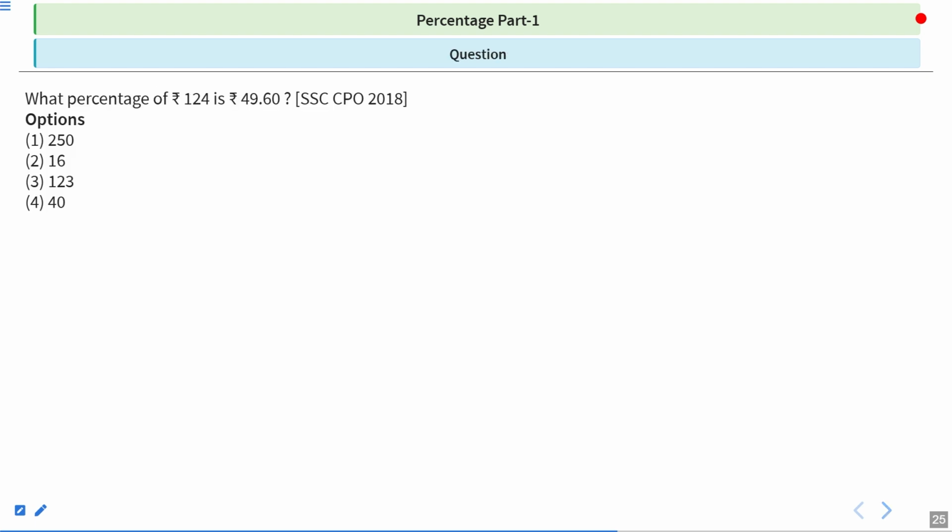What percentage of 124 is 49.60 rupees? And this question was asked in the SSC CPO exam 2018. Now there are four options. First one is 250, second is 16, third one is 123, and fourth is 40. Now you have 10 seconds to solve this question. Your time starts now.